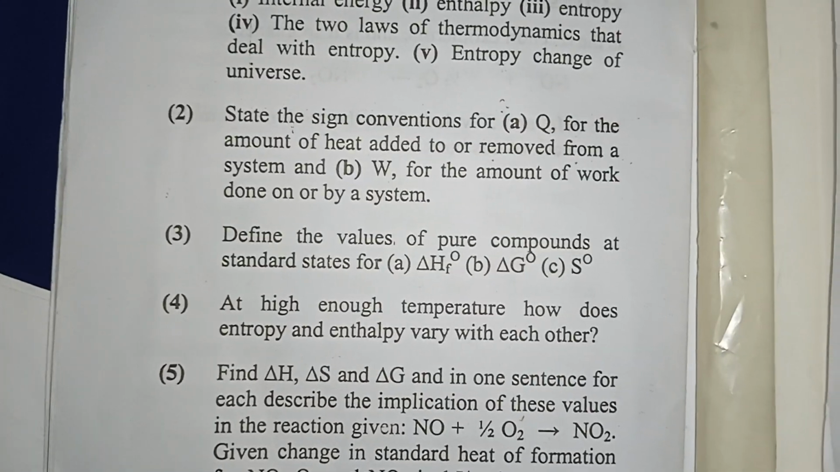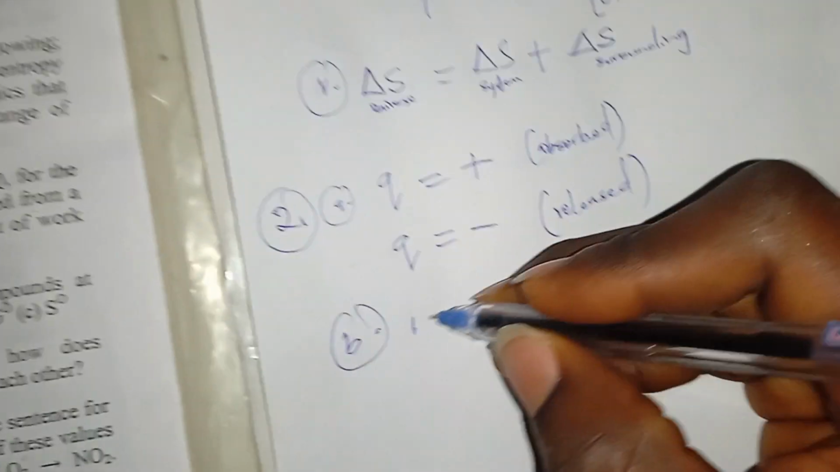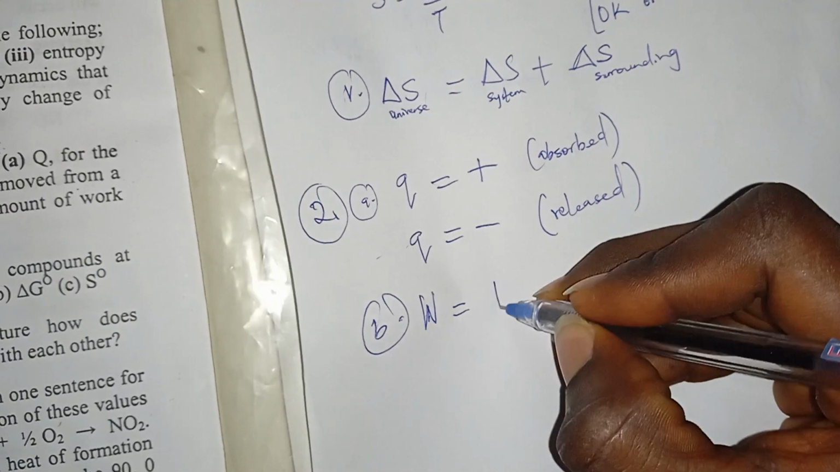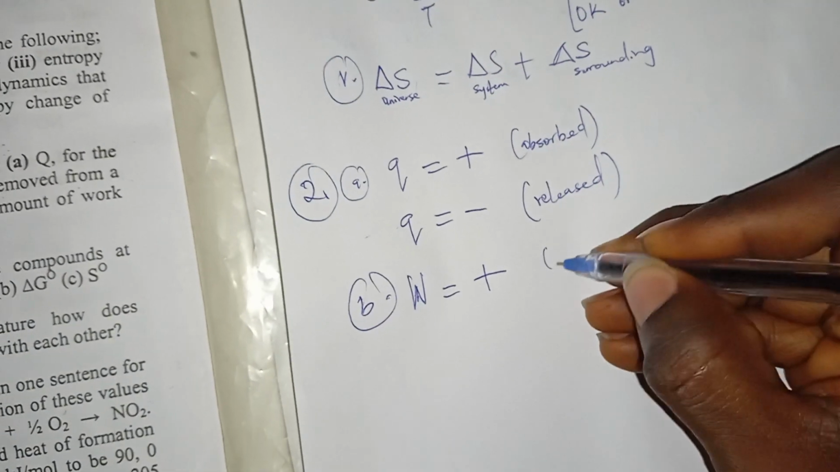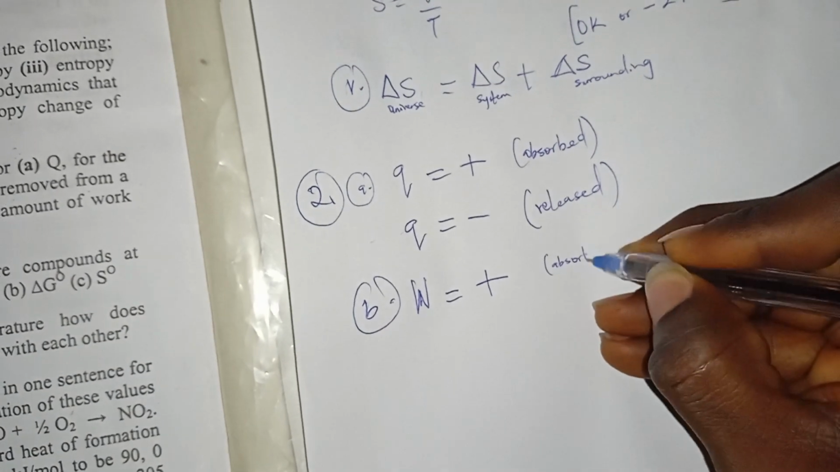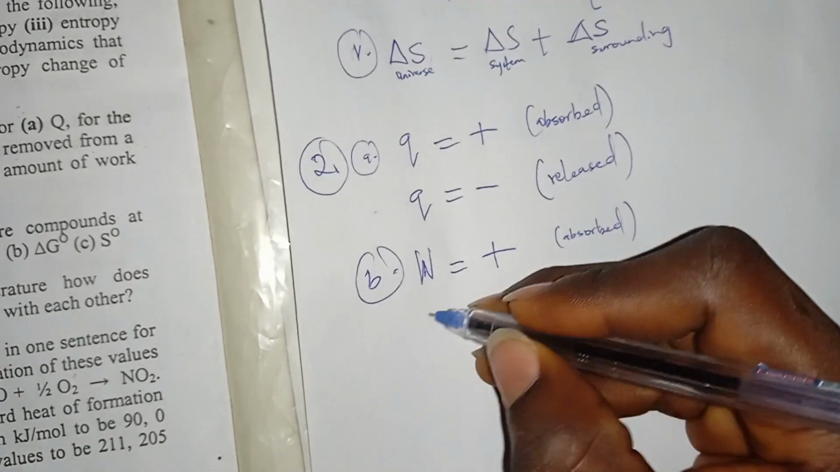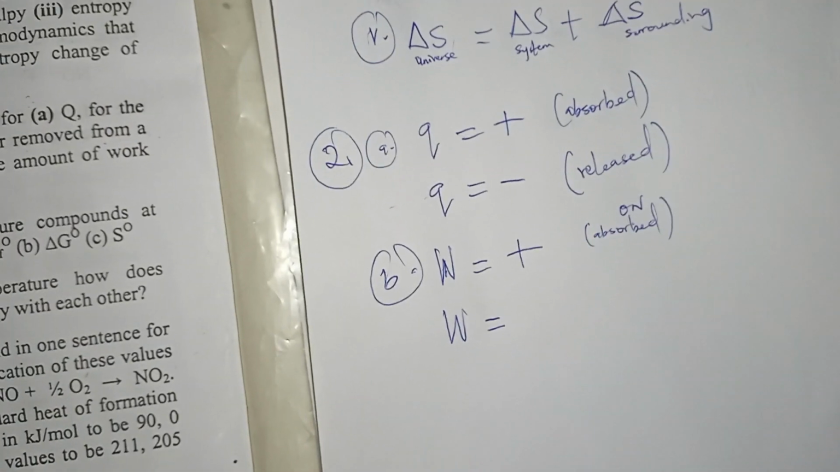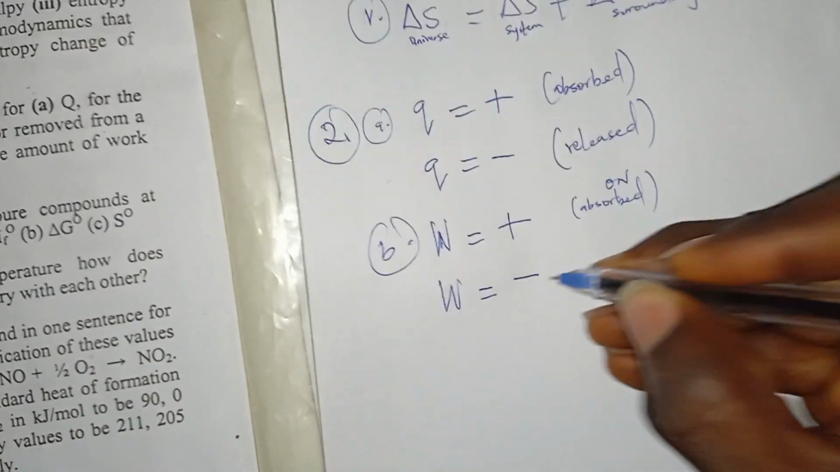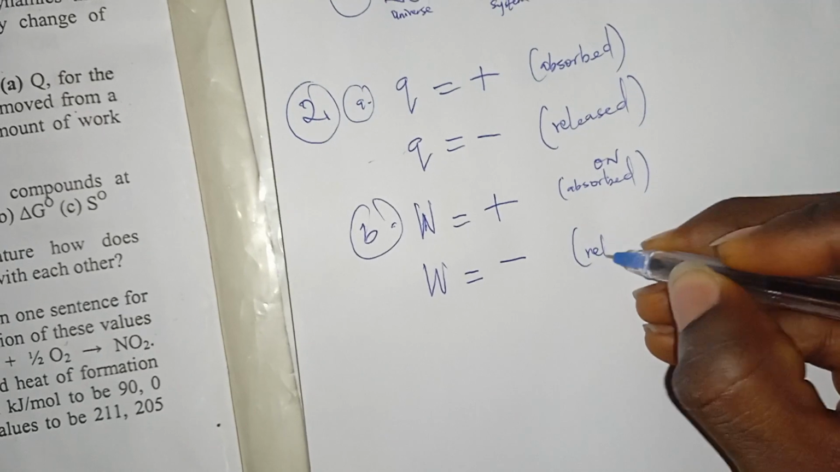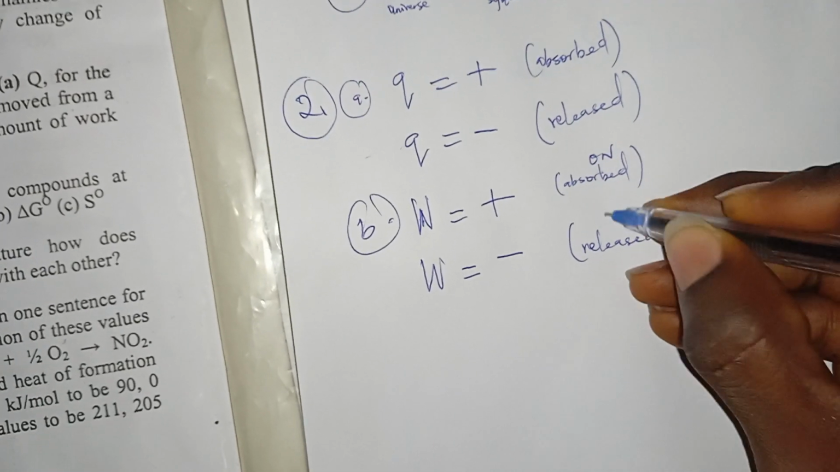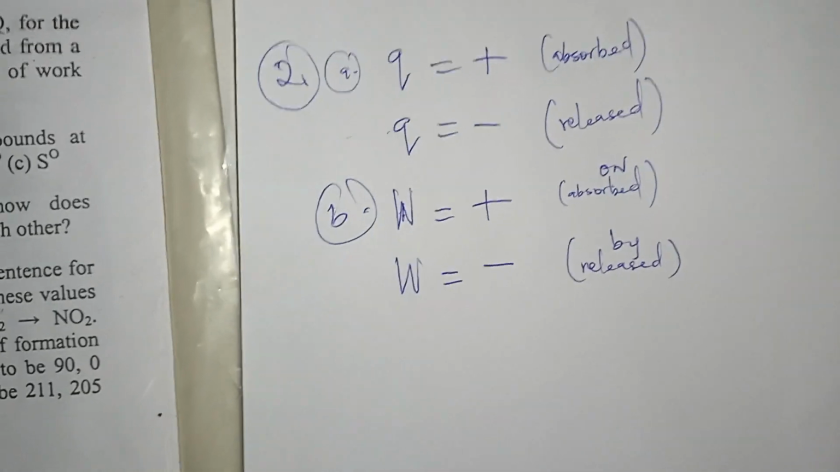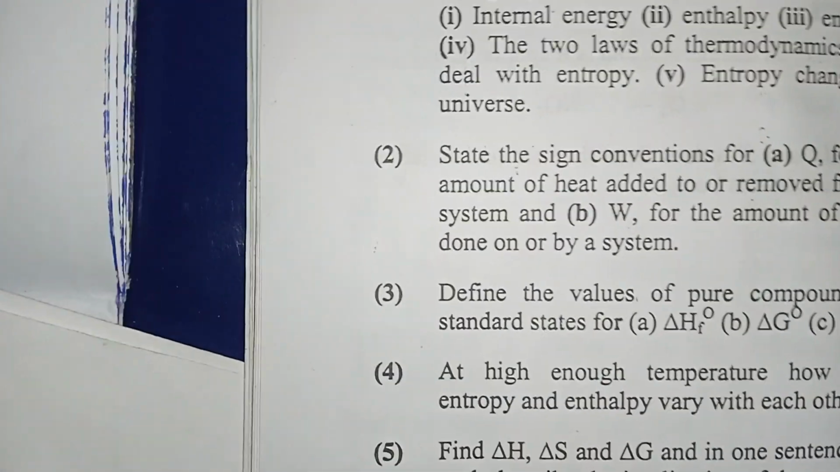When work is done on a system, that is energy absorbed, so it's positive. When work is done by the system, energy is released, so work is negative. Now they say number three.